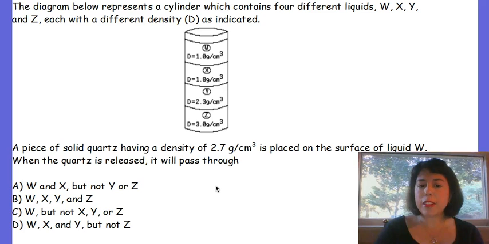However, Z has a much greater density. Those atoms are much more crowded together. Okay, there's much more matter in a given space for Z. So the quartz will actually end up floating on layer Z. It will not pass through.